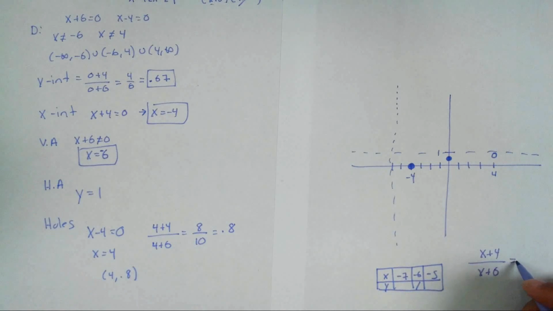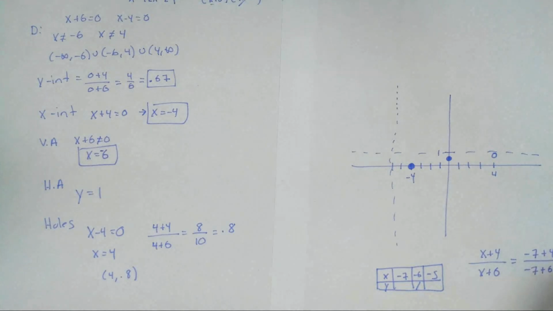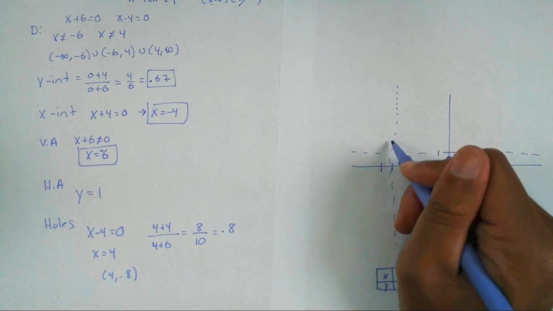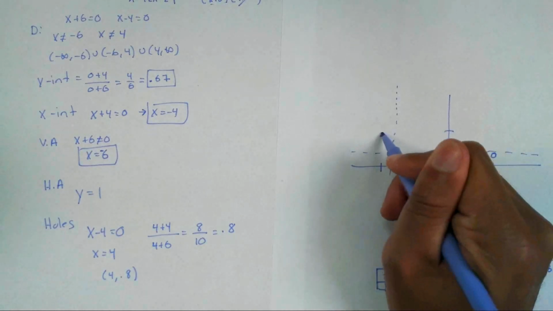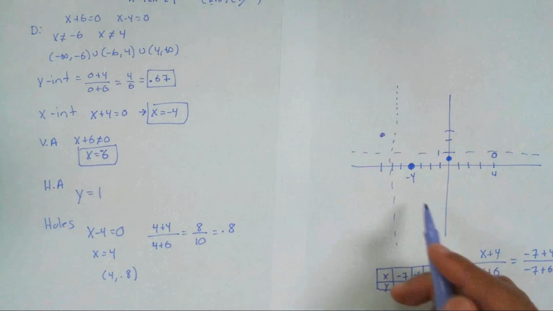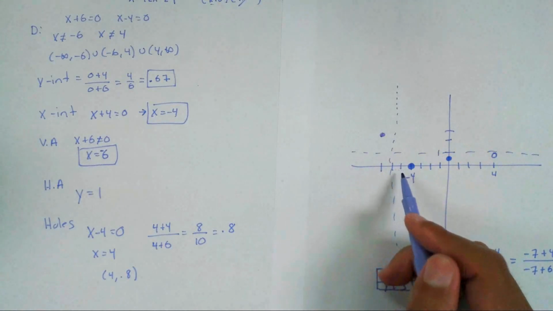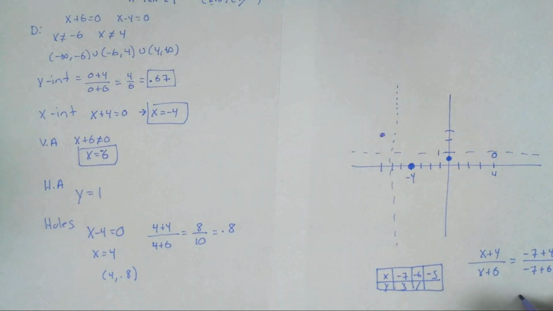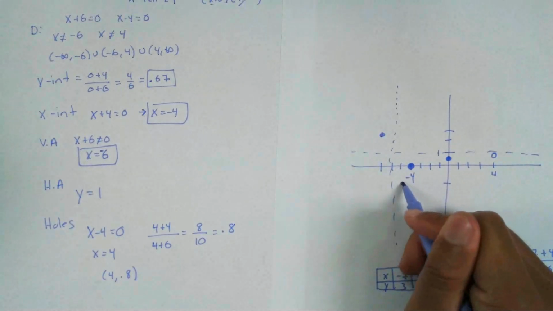So if you plug this in, you're going to get -7 plus 4 over -7 plus 6, which ends up giving you 3. So at -7 you have 3. Now, I could plug in -5 into my equation. I could. And I'll plug it in just to show you. -5 plus 4 over -5 plus 6 is going to give you -1 over 1, which gives you -1. That means at -5, you're going all the way down to -1.